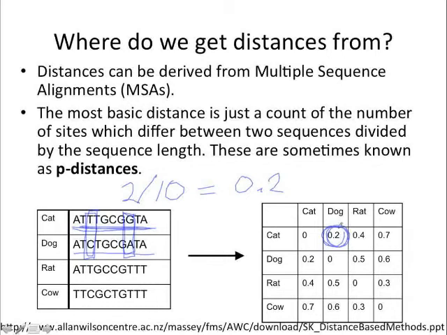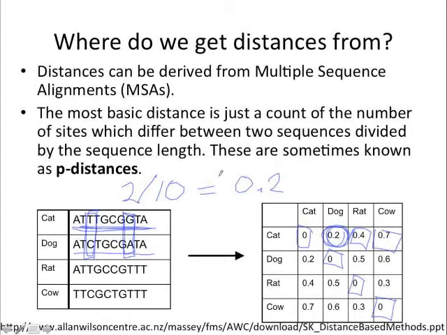Between the cat and the rat, there would be 4 bases changed, and between the cat and the cow, there would be 7 bases. And so we can come up with this distance matrix. And notice between the cat and cat, it's 0 right here. So this is a standard distance matrix comparing 4 organisms, so we get a 4x4 matrix.